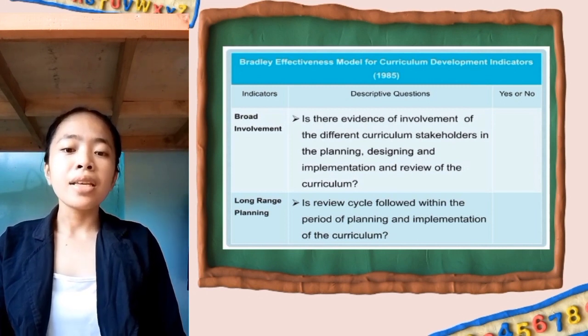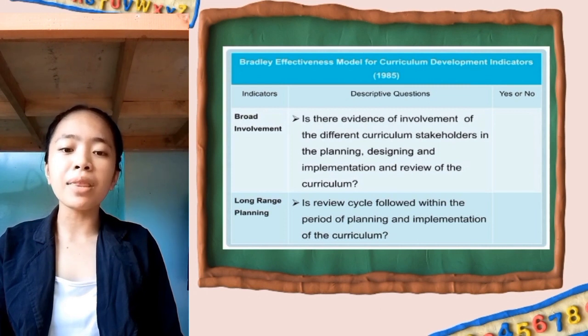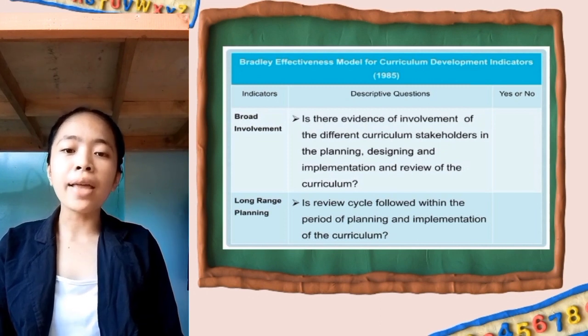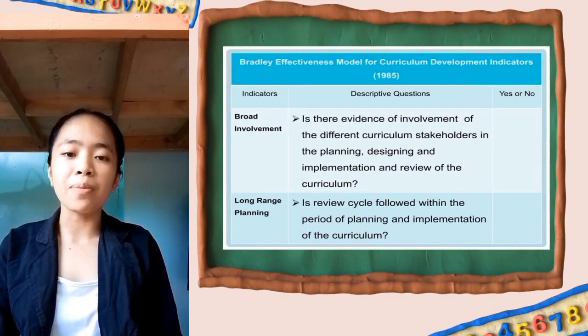Long-range planning. Is a review cycle followed within the period of planning and implementation of the curriculum? My answer for this is yes, because long-range planning is a process of setting strategic goals and objectives for an organization over a significant period. Typically 3 to 10 years, it involves a comprehensive and systematic approach to analyze the current situation, forecast future trends, and develop a plan to achieve the desired outcomes.